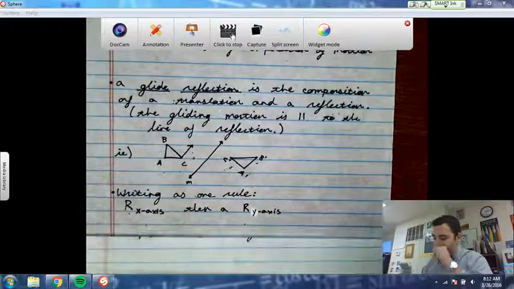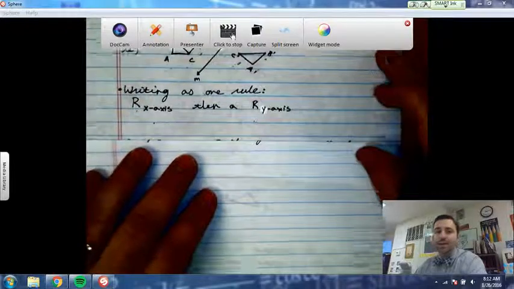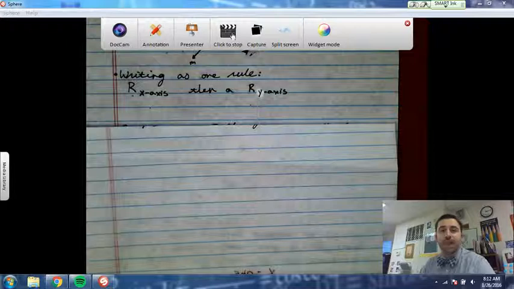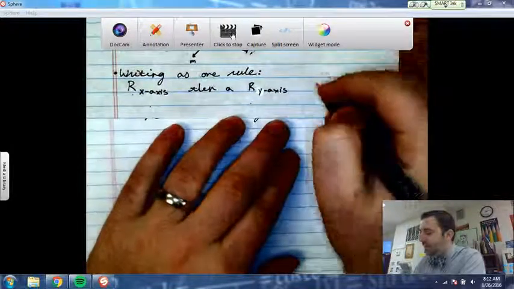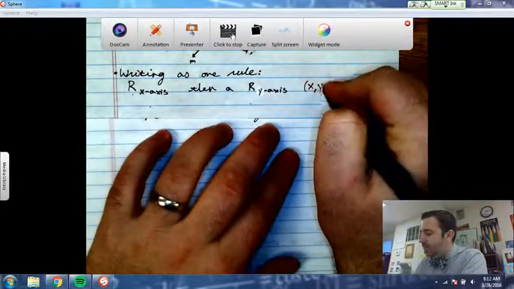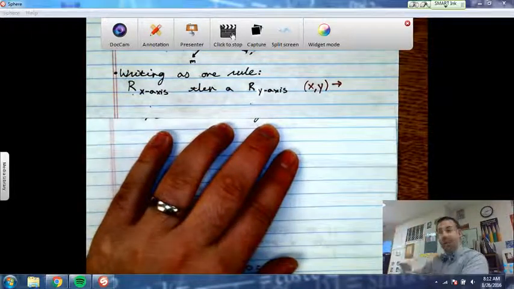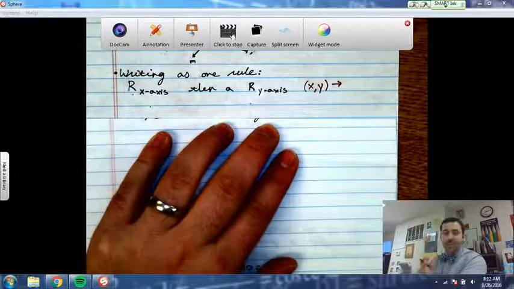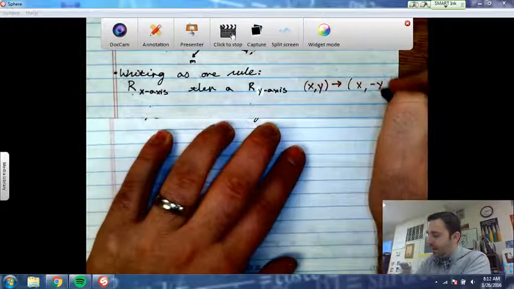So let's look at taking two of these types of transformations and writing them as one rule. If I have a reflection over the x-axis and then a reflection over the y-axis, how can I write that as one rule? What we know is if I have the coordinates (x, y) and I reflect over the x-axis, the x coordinate stays the same and the y changes signs. So x would stay the same and the y would change signs.